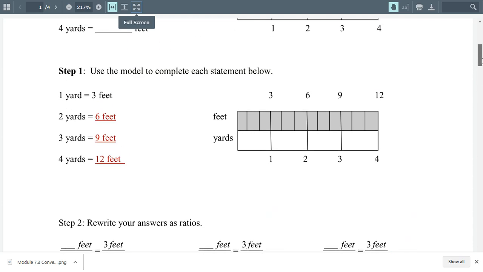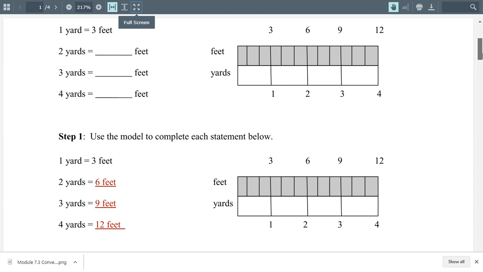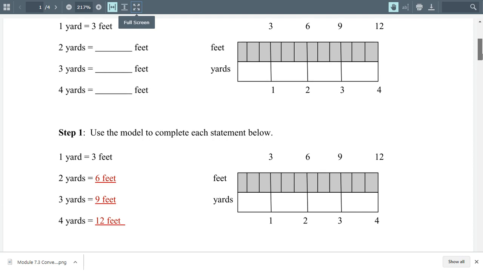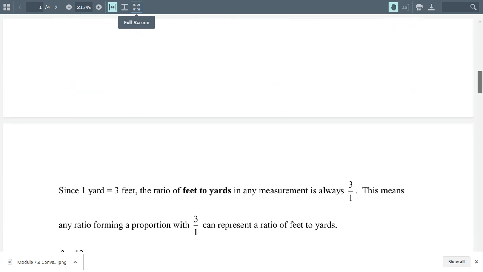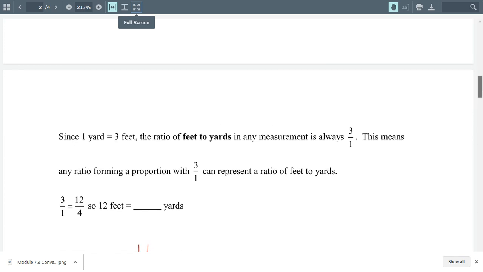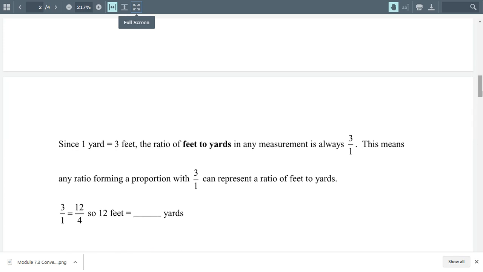So far, one way to convert them is to model it. For every yard equals 3 feet, you can model that. Another way is to set up your proportions. Now, since 1 yard equals 3 feet, the ratio of feet to yards in any measurement is always 3 to 1. This means any ratio forming a proportion of 3 to 1 can represent a ratio of feet to yards. So if you see 3 over 1 equals 12 over 4, then you know the relationship of 3 feet to 1 yard. That means that 12 represents feet, so it would be 12 feet equals 4 yards.